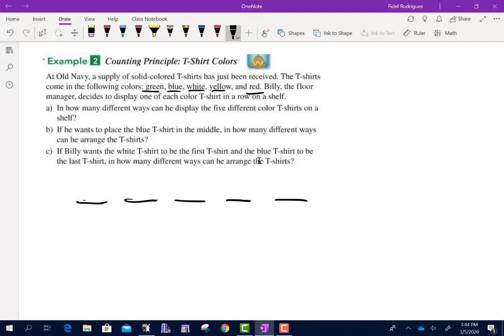So in the first spot, he can put any of those 5. And then once he chooses one, now he only has 4 to choose from. Then he only has 3 to choose from. Then only 2 to choose from. Then he only has 1 to choose from.